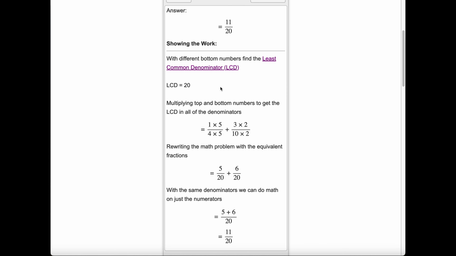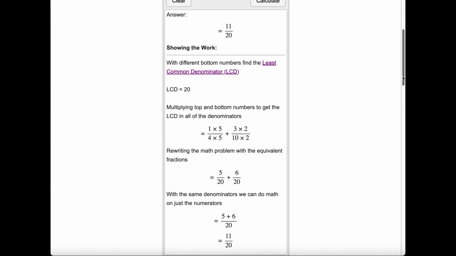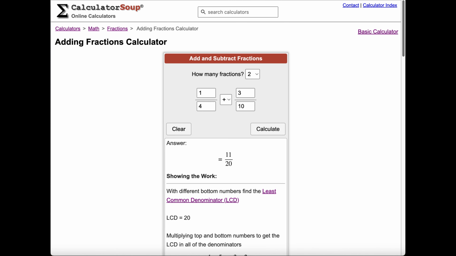The LCD of 4 and 10 is 20, so multiply the top and bottom numbers in each fraction by the same number so that the denominators both equal 20. For 1/4, we multiply the top and bottom by 5 to get 5/20. For 3/10, we multiply the top and bottom by 2 to get 6/20. Next, add 5 and 6 to get 11 as the numerator, and our final answer is 11/20. Now you know how to add fractions with unlike denominators.